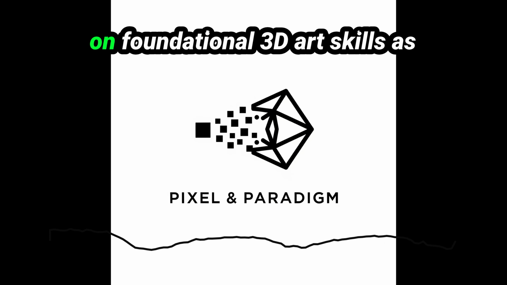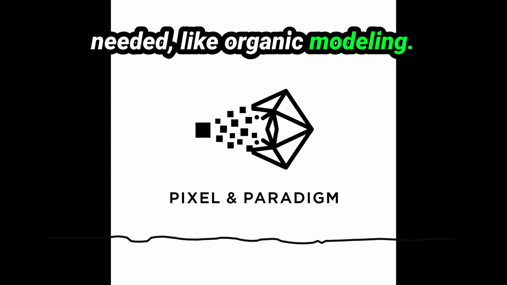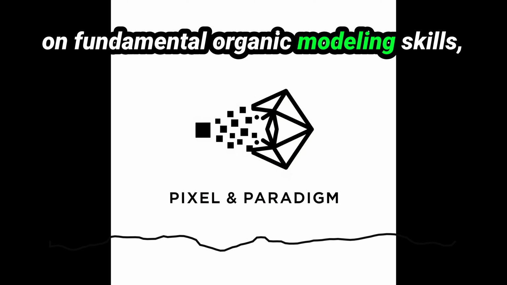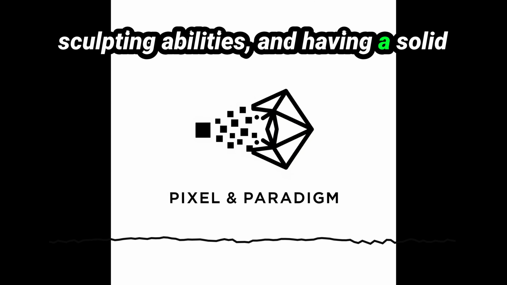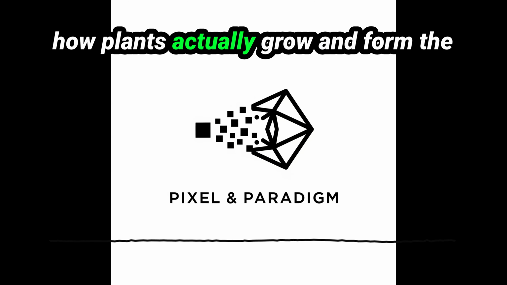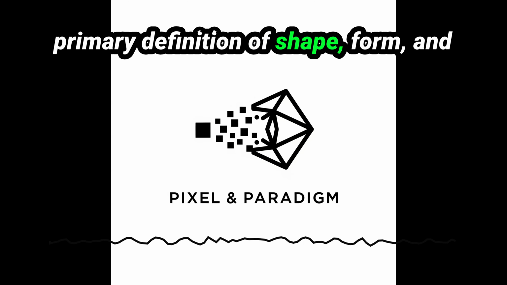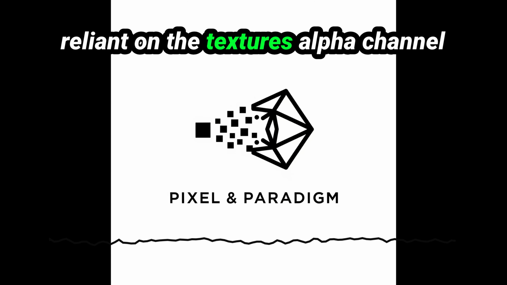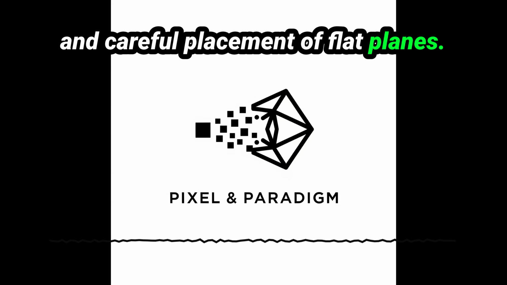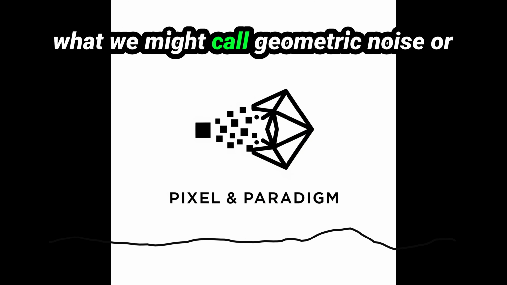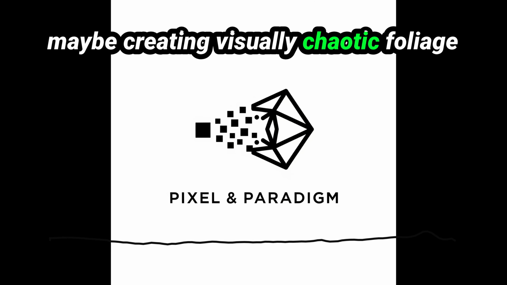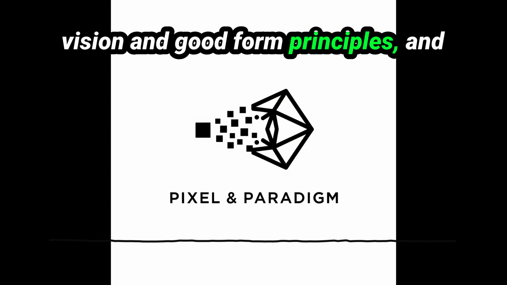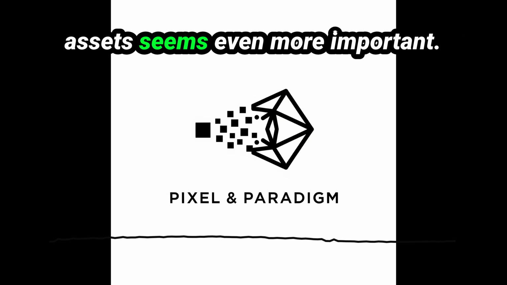So a much stronger emphasis on foundational 3D art skills is needed, like organic modeling. Precisely. There's definitely a greater emphasis now on fundamental organic modeling skills, sculpting abilities, and having a solid understanding of botanical structures, how plants actually grow and form. The primary definition of shape, form, and volume now comes directly from the geometry itself, rather than being heavily reliant on the texture's alpha channel and careful placement of flat planes. There's a potential risk here, though, of what we might call geometric noise, or maybe creating visually chaotic foliage if that newfound freedom to add detail isn't managed with a clear artistic vision and good form principles. And maintaining consistency across different assets seems even more important.